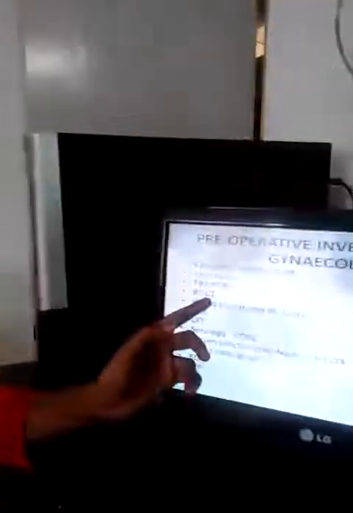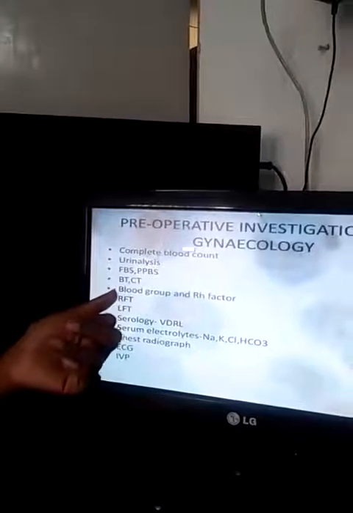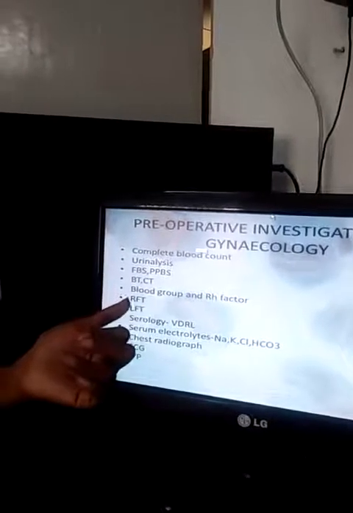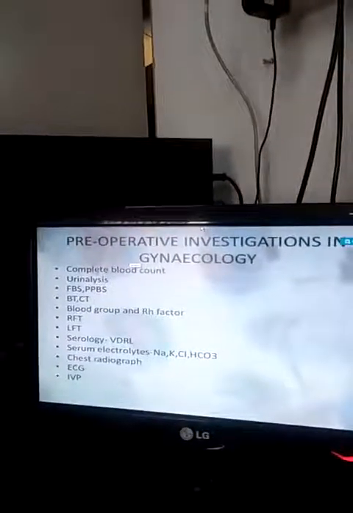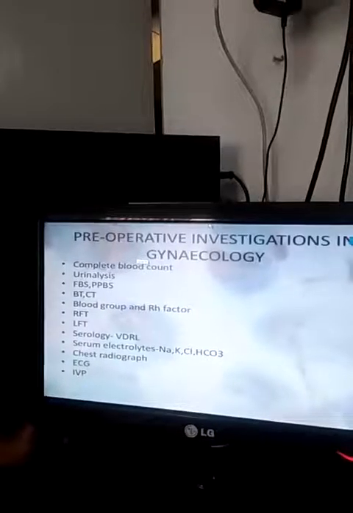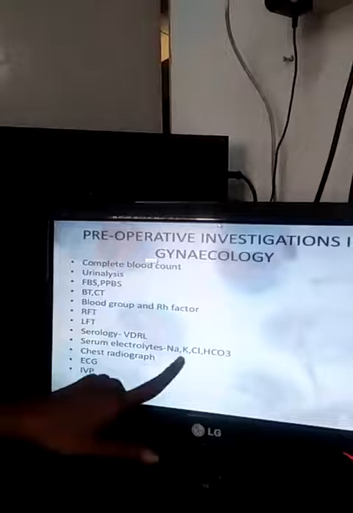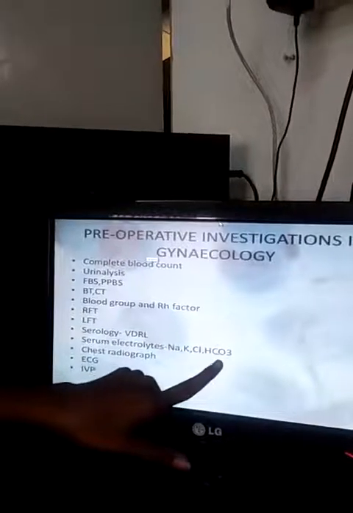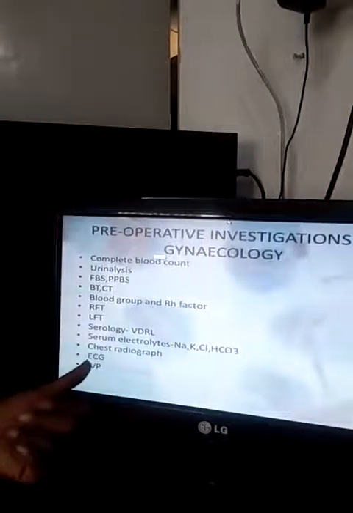Then bleeding time and clotting time. Then blood group and Rh factor, because in case of emergency, if a blood transfusion is required, we have to know the blood group and Rh factor. Then RFT, LFT, serological test that is VDRL, serum electrolytes, sodium, potassium, calcium, HCO3, then chest radiograph, ECG, and intravenous pyelography, IVP, that we can do.